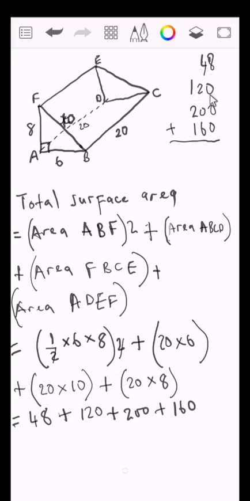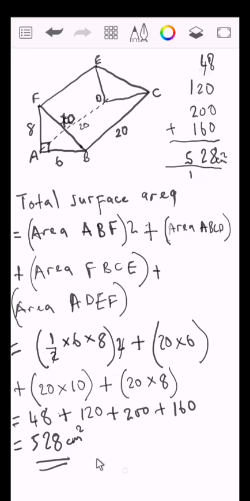So 8 plus 0 plus 0 plus 0. This is 8. 4 plus 2 is 6 plus 0. Then plus 6 becomes 12. Here 1. Then 1, 2, 3, 4, 5. It's 528 square centimeters. So our answer here is going to be equal to 528 square centimeters.